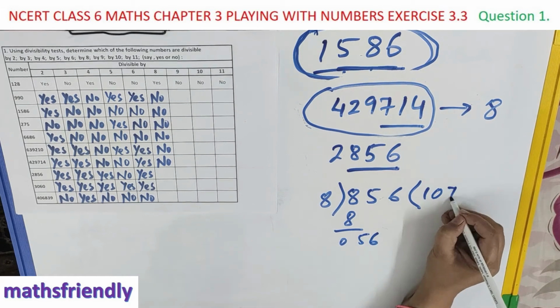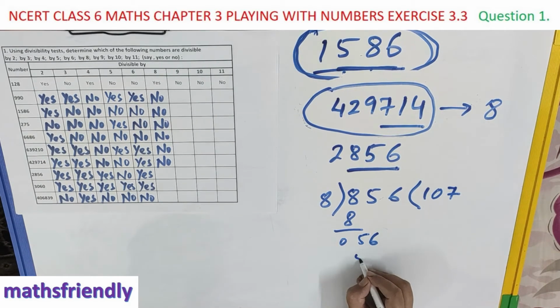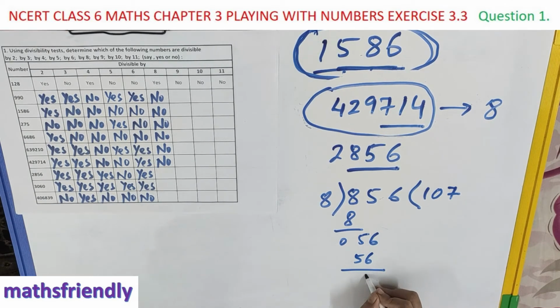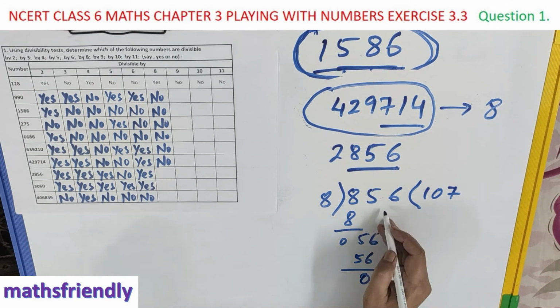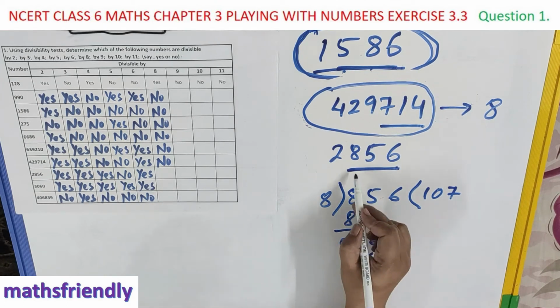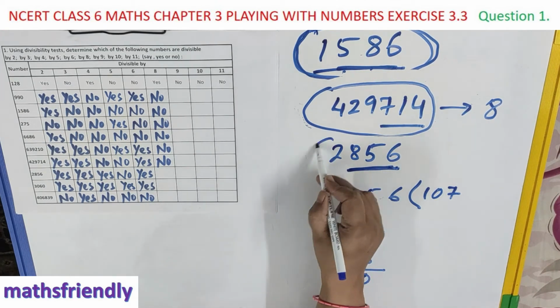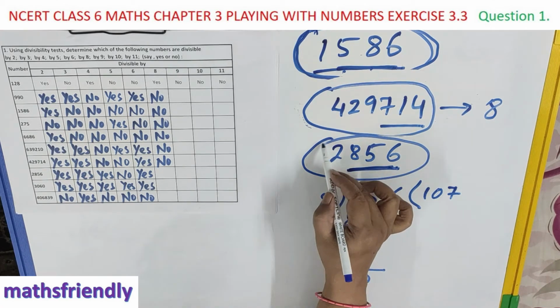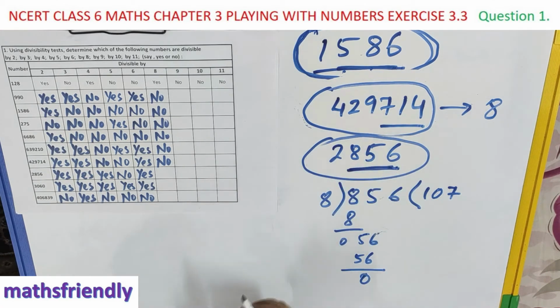Now 8 sevens are 56. Okay. So 56 minus 56 is 0. So what we got? The remainder is 0. It means 856 is divisible by 8. The last 3 digits of this number are divisible by 8. So we can say that the complete number is also divisible by 8.